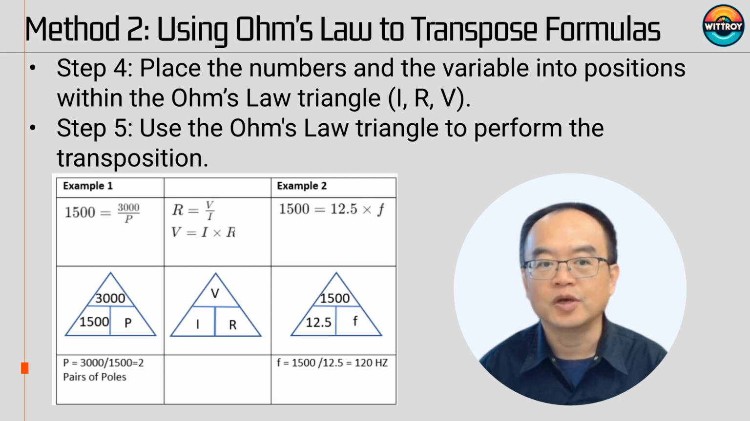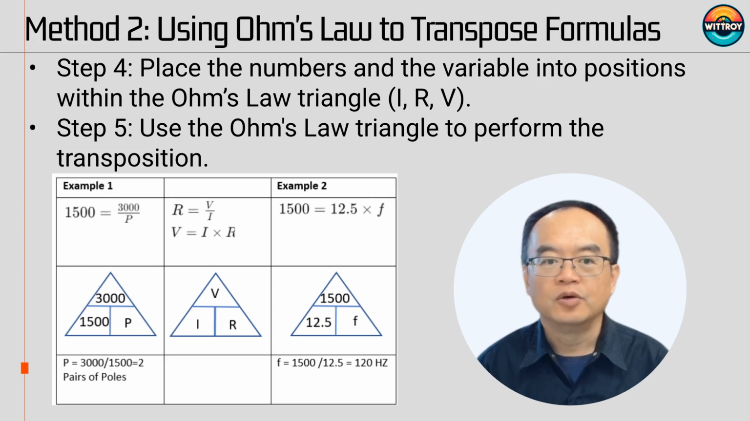Example 2 for the equation 1500 equals 12.5 times F. This is similar to V equals I times R. In Ohm's law, place 1500 in the position of V. Place 12.5 in the position of I. Place F in the position of R.